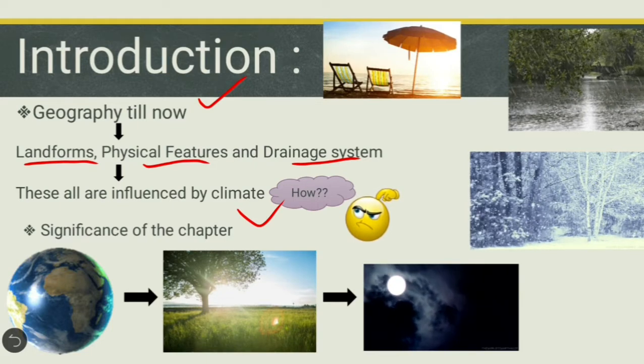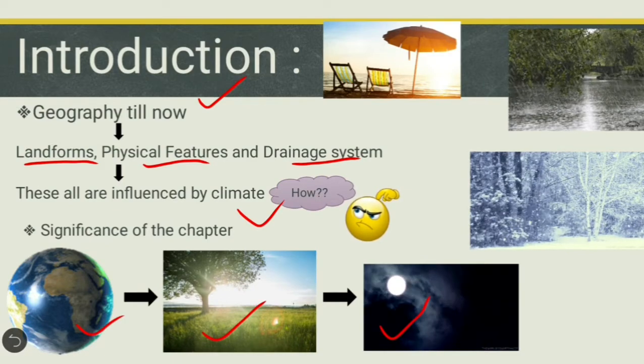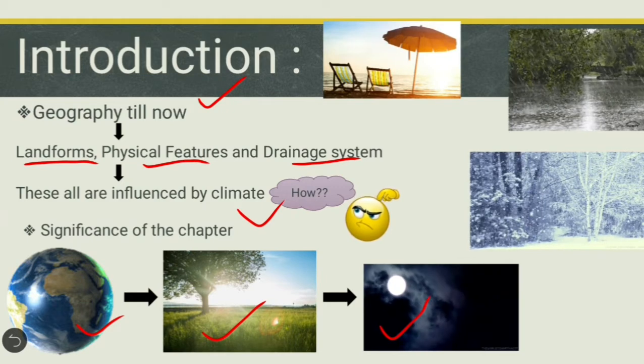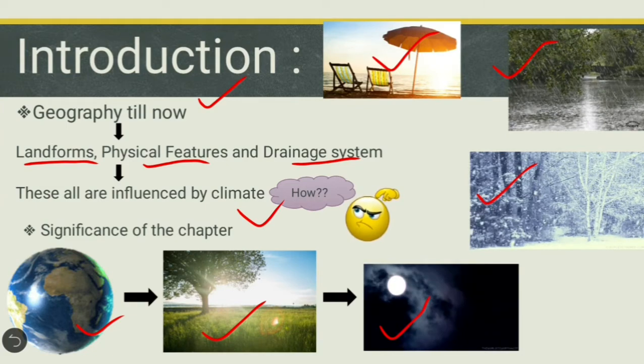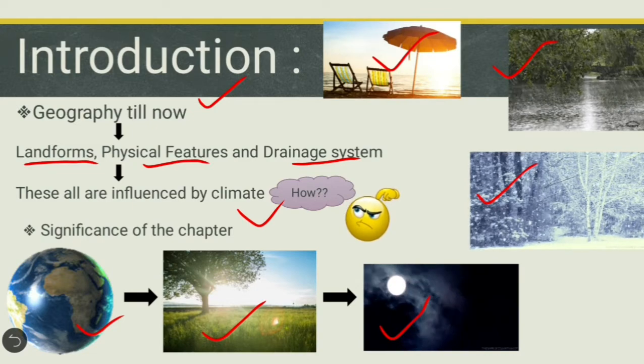Now what is the significance of the chapter? We'll see India's relation with the world, how day and night take place. This is a very simple thing. Another thing we'll see is seasons in India. We see the summer season, rainy season, winter season or monsoon season in India. So how all these things come, how the monsoon comes, then how winter comes. All these things are part of this chapter, that is climate. So all these things we'll cover in this chapter.